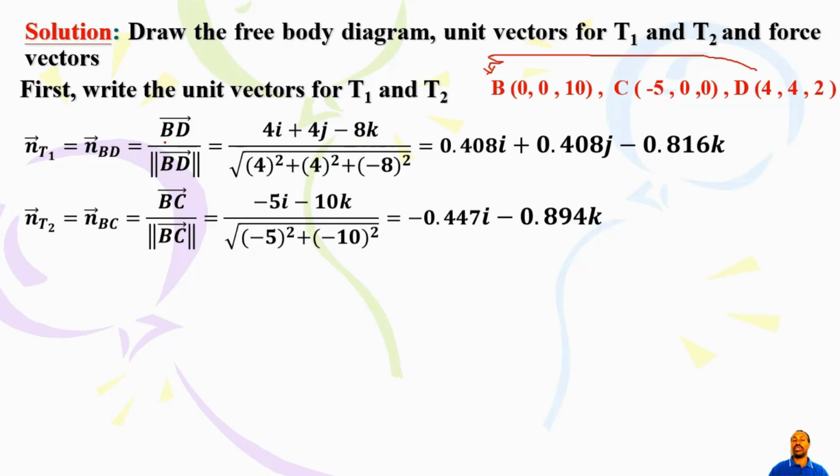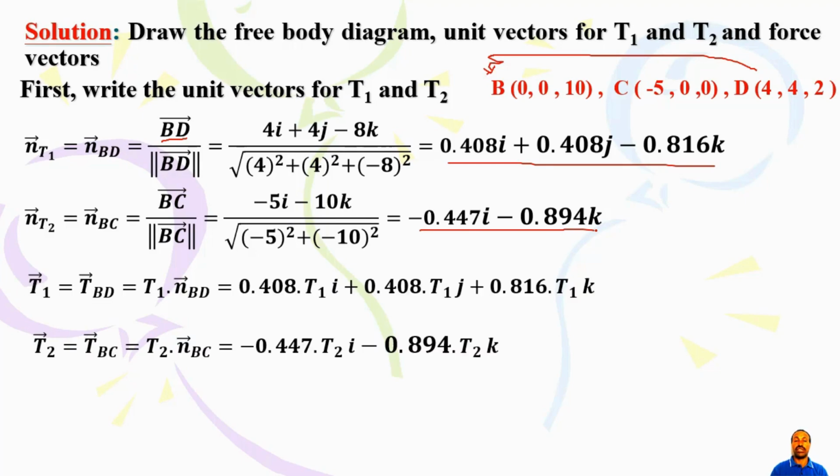So be careful on this vector. BD means D minus B. So from the terminal point, you subtract the initial point. So be careful. So this is the unit vector, the direction of T1. The same is true for this one, BC divided by BC magnitude. So C minus B, subtract, then you get this result.